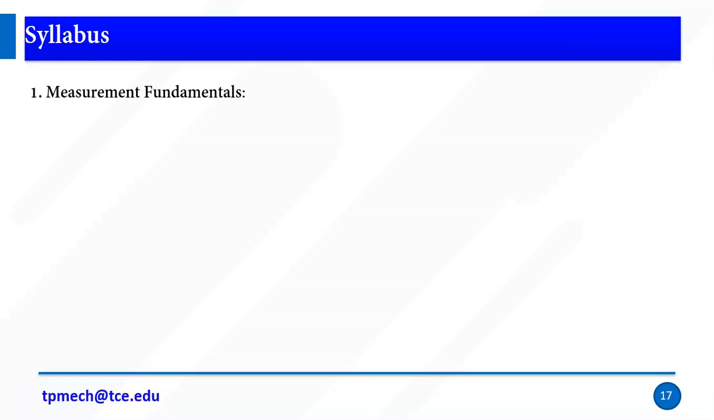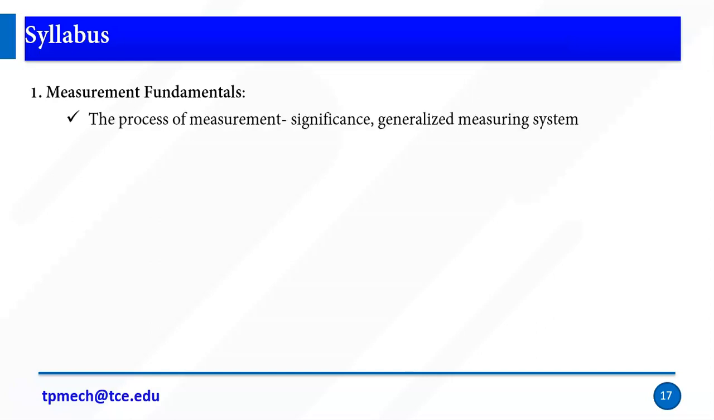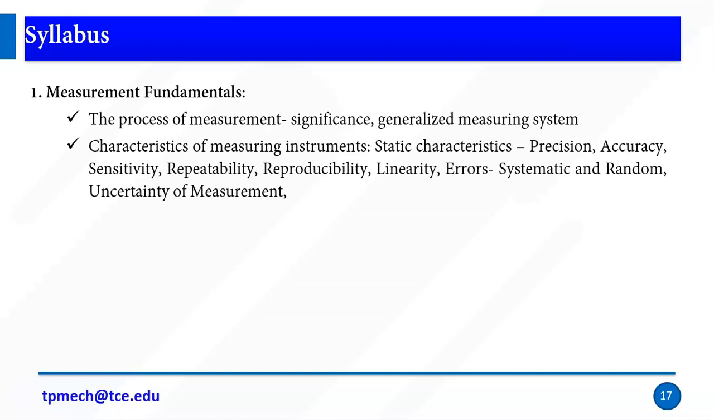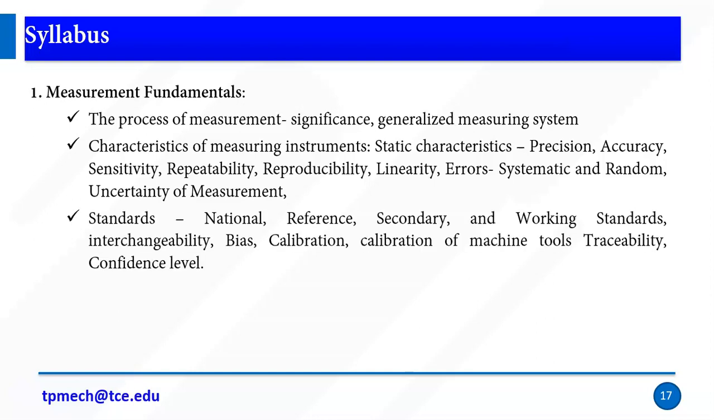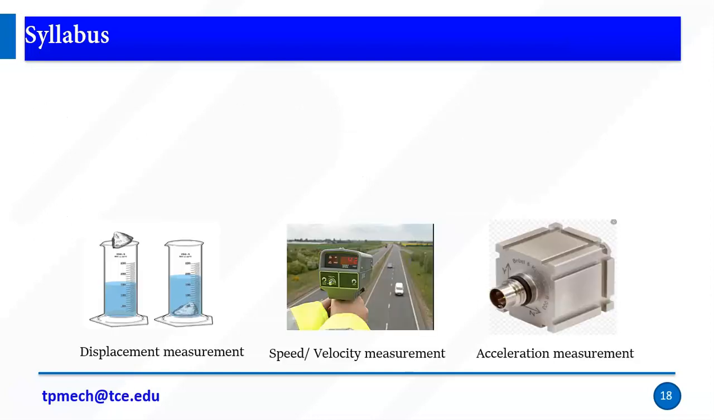The first unit is measurement fundamentals. Here you are going to study what measurement is, how to measure, the process of measurement, and the characteristics of measuring instruments, which may be static characteristics or dynamic characteristics. What is meant by precision, accuracy, sensitivity, repeatability, all those things we are going to study. And then standards, right? All of this we are going to study in our first unit.